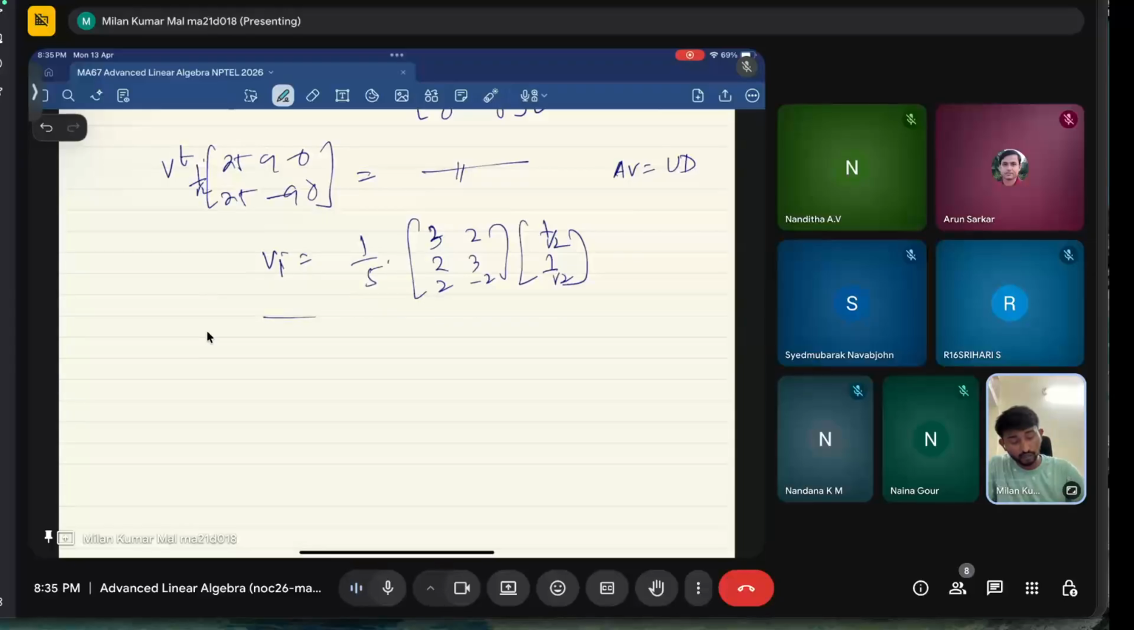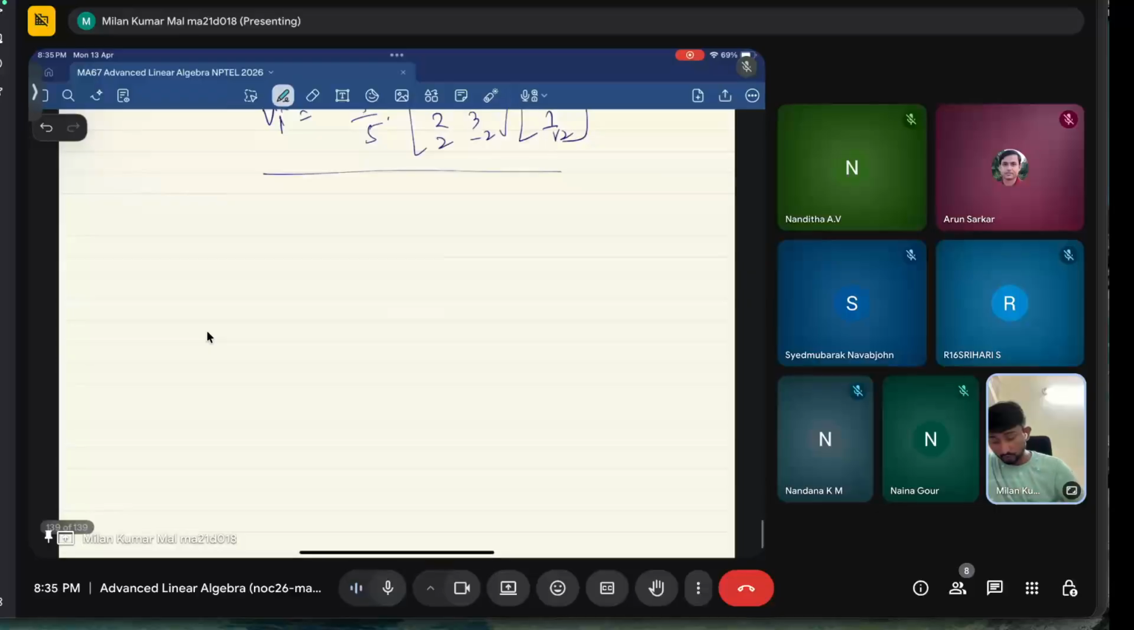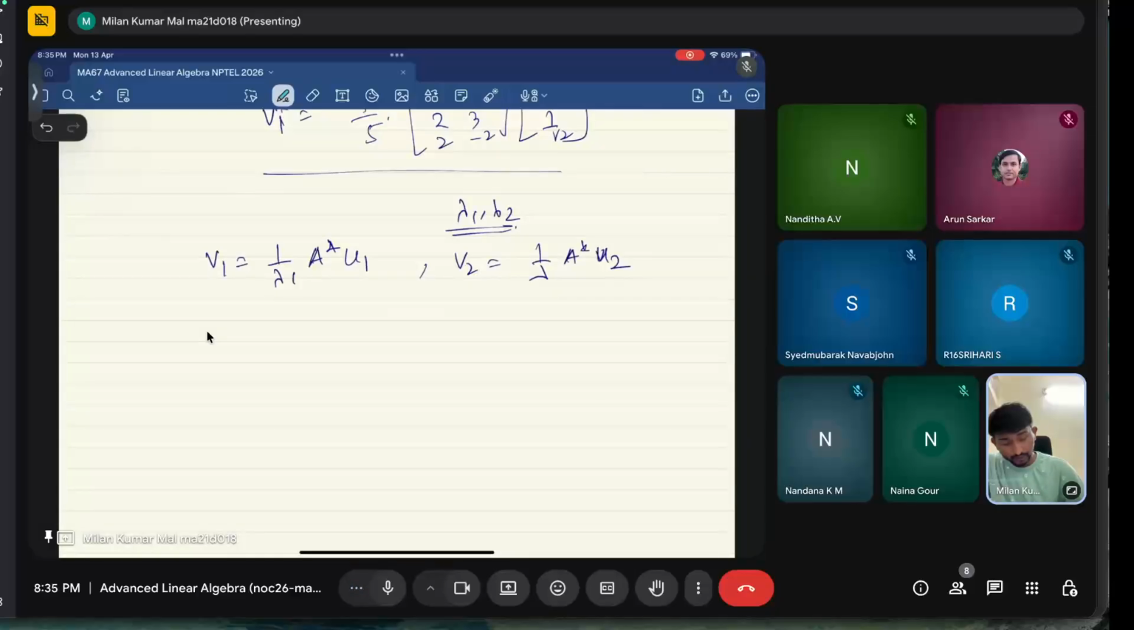Okay, so this is the formula. I think you just use this formula right now. If you have the eigenvalues, lambda 1, lambda 2, we have these two. Then V1 will be equal to 1 by lambda 1 times A star U1, and V2 will be equal to 1 by lambda 2 times A star U2.